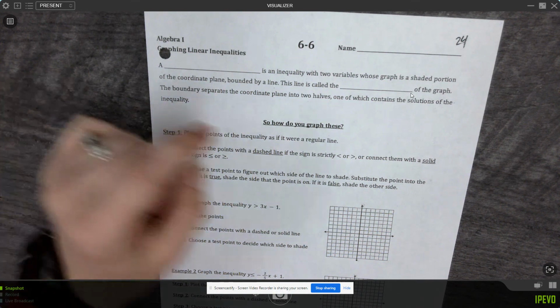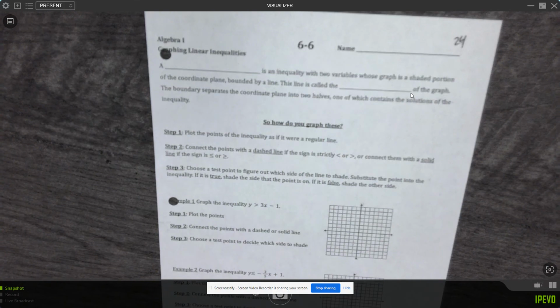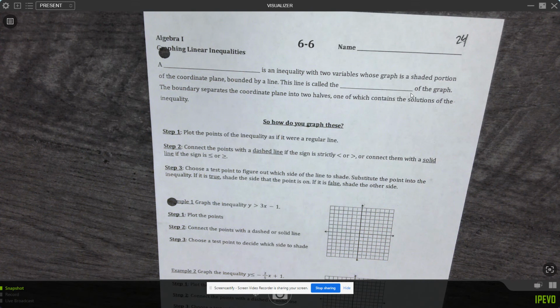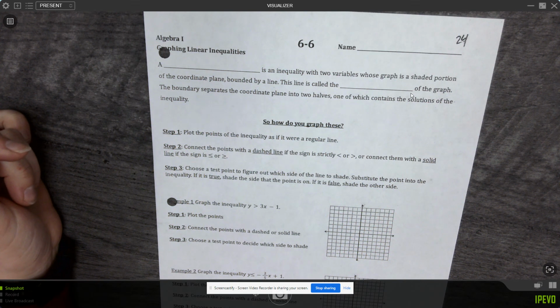The line is called the boundary. The boundary goes in that blank. The boundary of the graph. So when I say what is your boundary, I'm looking at your line. Your boundary is going to separate your coordinate plane into two halves, two sides, one of which is going to contain all of the solutions to your inequality. And you will identify that based on the fact that it will be shaded. So the shading is where all of your solutions are.